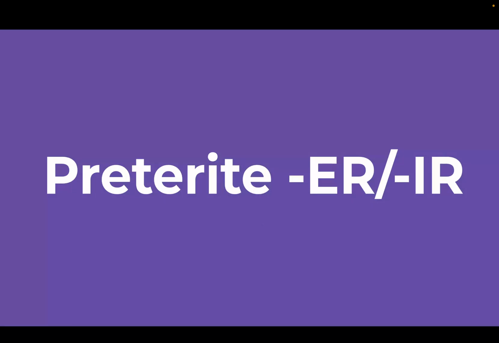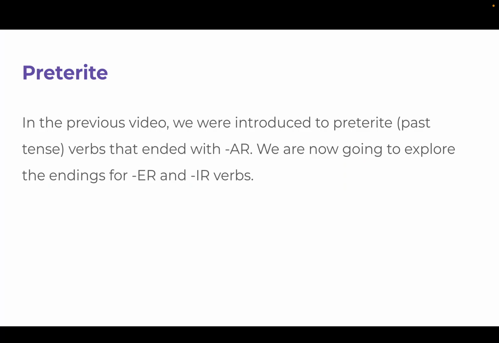Today we're taking a look at preterite verb tenses for ER and IR verbs. You'll remember that in our previous video we talked about verbs that end in AR, and these are, remember again, regular verbs. But now we want to explore those ER-IR endings.